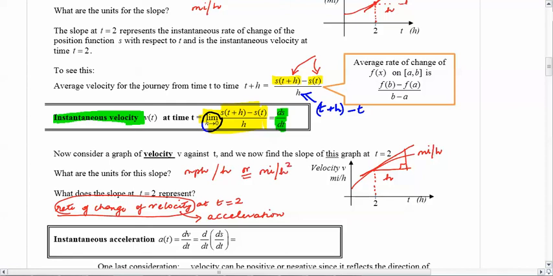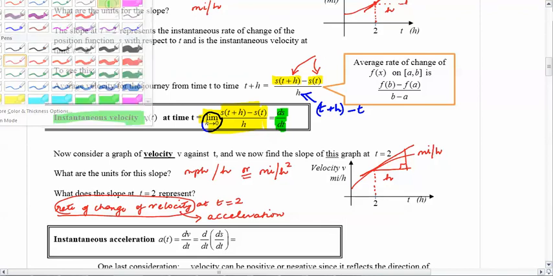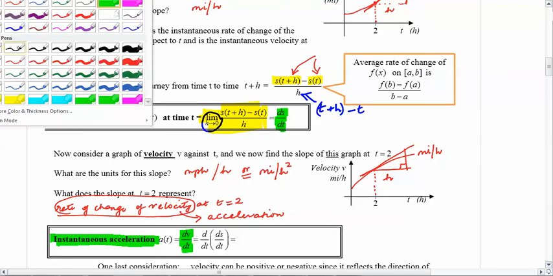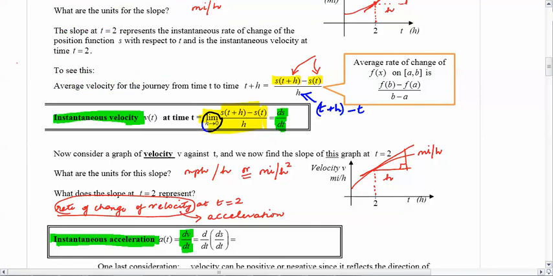So we've now got the important result that instantaneous acceleration is given by the derivative of the velocity function. And interestingly enough, since the velocity itself is a derivative of the position function, the acceleration turns out to be the second derivative of the position function.